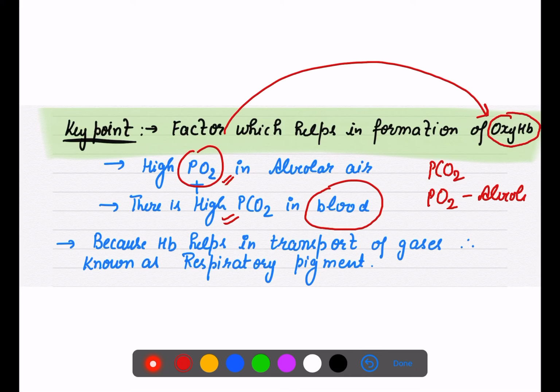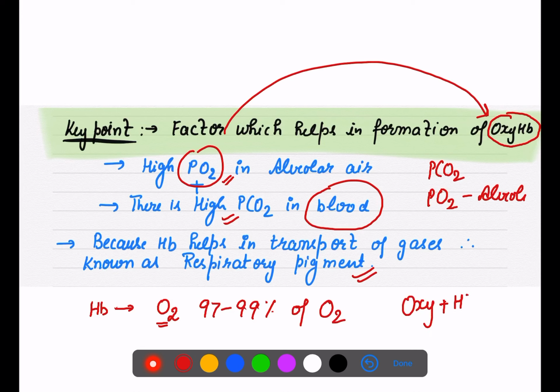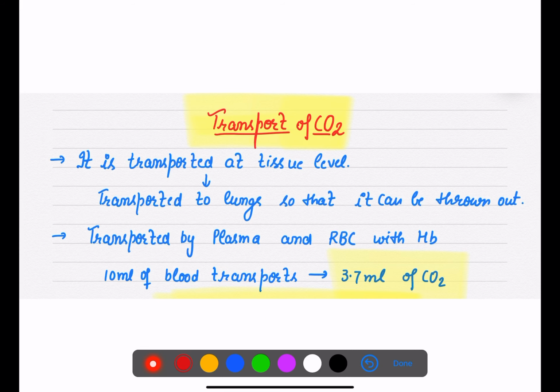Now, why does hemoglobin act as a respiratory pigment? Because hemoglobin helps in the transportation of gases, in oxygen transportation. That is why it is known as a respiratory pigment. And as you know, 97 to 90% of oxygen is transported by the complex formed with oxygen plus hemoglobin. That was about the transportation of oxygen.